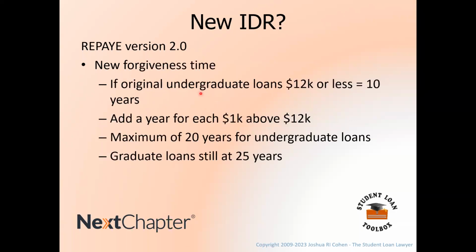And new forgiveness time. If their undergraduate loans were originally $12,000 or less, they get forgiveness after 10 years. For every $1,000 above $12,000 original loan balance for undergrad, add a year towards forgiveness, to a maximum of 20 years. So at most, it'll take 20 years to forgive your undergraduate loans. If your origination was between 12 and 18, you will get it forgiven anywhere between 10 to 20 years. Graduates, we're still stuck with 25 years. This is huge. You're going to drop the payment and you're going to get rid of it faster. Now, if it's consolidated, they're not going to bifurcate and say your undergrads are forgiven early but your grads aren't. Is this a reason not to consolidate? I don't think so. But we will see how it plays out.